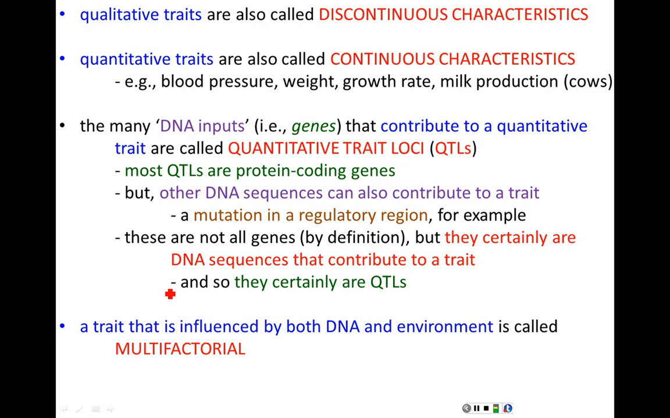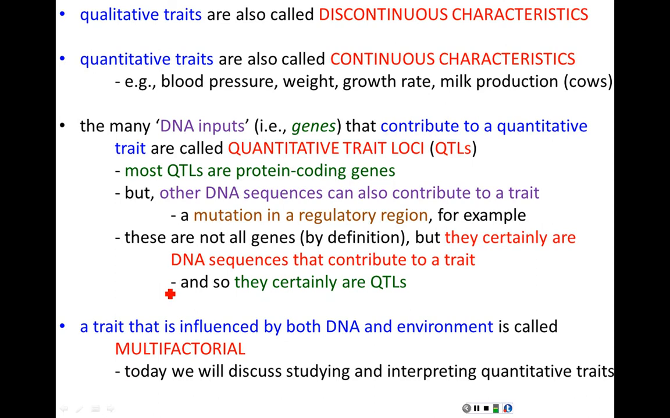Now, we made the point in the earlier slide that sometimes traits are influenced both by the DNA, the inherited genetic information, as well as the environment. Any trait that does have an environmental component is called multifactorial, many factors contributing to the trait. And today we will be discussing, studying, and interpreting quantitative traits, QTLs, and the environmental effect on these traits. So we will be talking about multifactorial traits as well. That's what we're going over today.